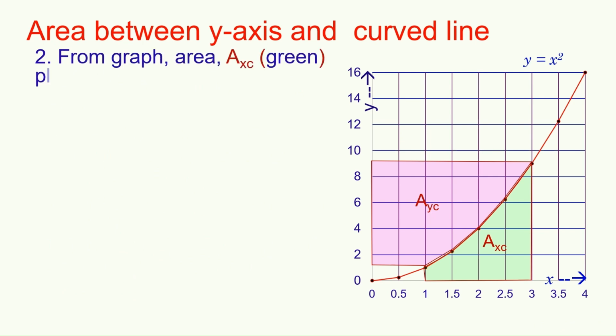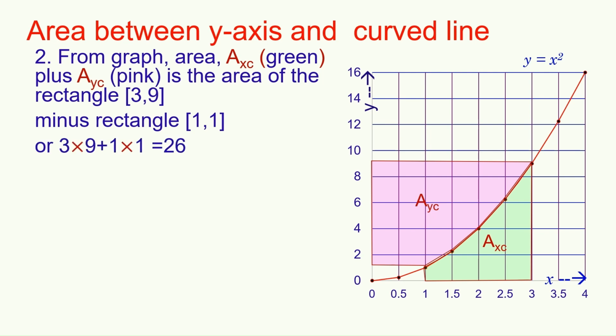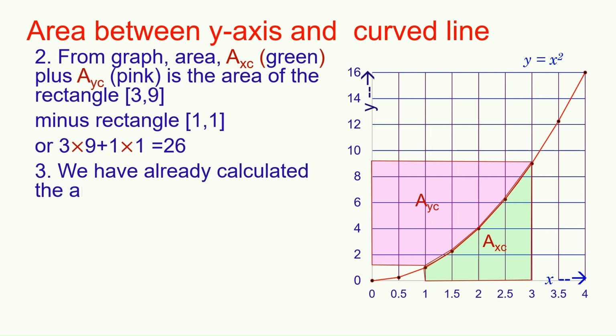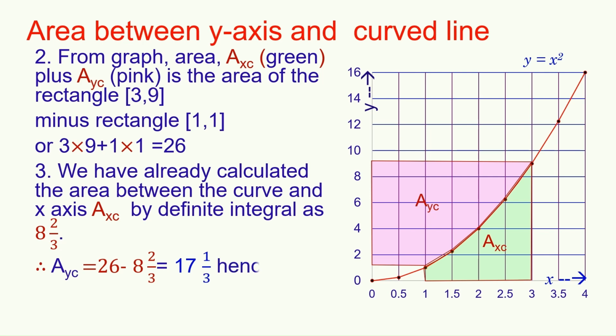Two. From the graph, the sum of area, AXC, green, plus AYC, pink, is the area of the rectangle, 3, 9, minus the area of the rectangle, 1, 1. Or 3 times 9 plus 1 times 1 is equal to 26. 3. We have already calculated the area between the curve and x-axis, AXC, by definite integral as 8 2/3. Therefore AYC equals 26 minus 8 2/3 equals 17 1/3. Hence confirmed.